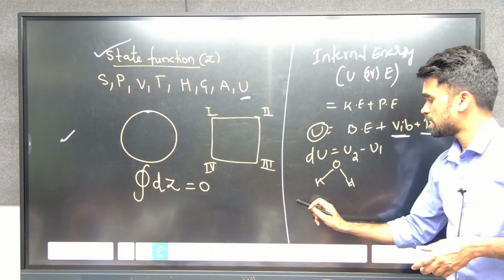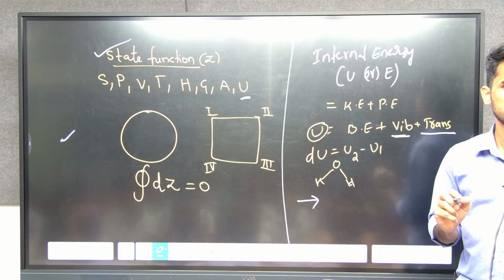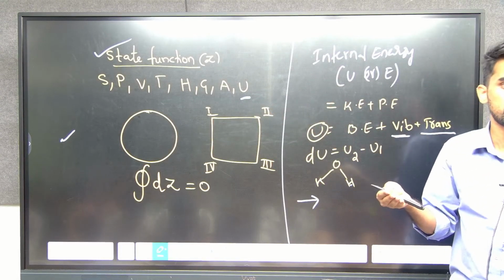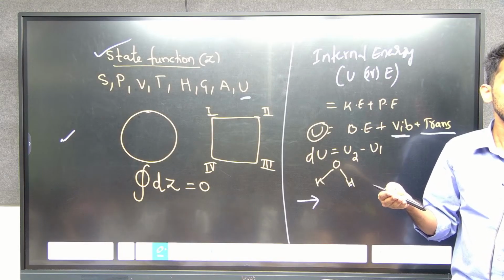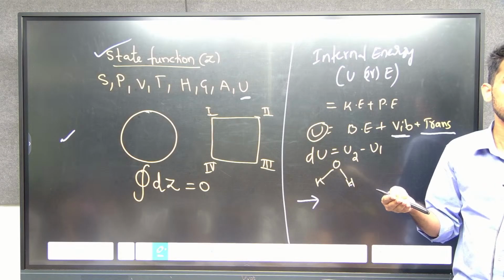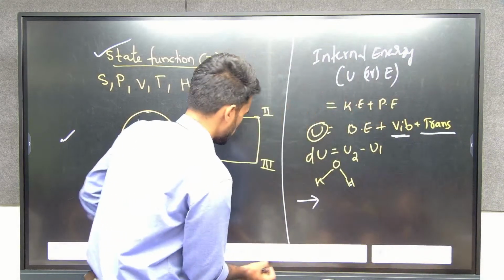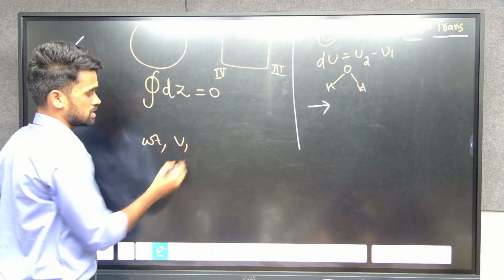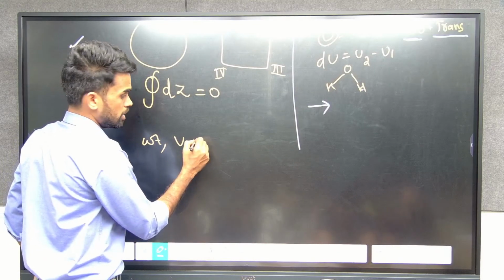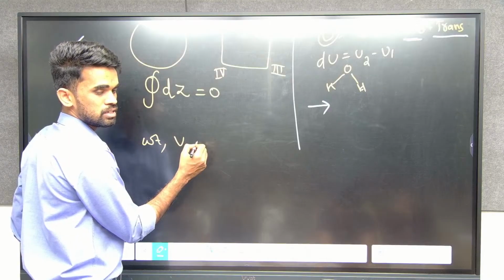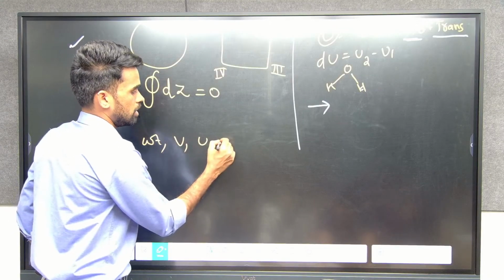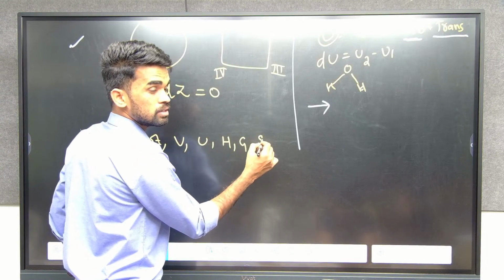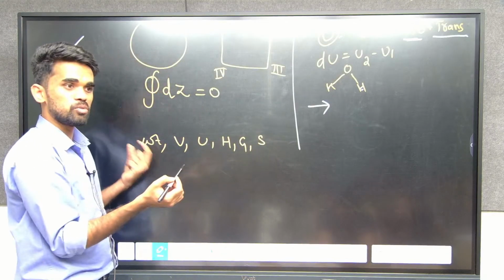Now tell me, is internal energy a state function or a path function? State function. Is internal energy an extensive property or an intensive property? Extensive property. See, what are the extensive properties once again? Amount of substance, mass, volume, number of moles, heat capacity, internal energy, enthalpy, Gibbs free energy, entropy. Number of moles is nothing but amount of substance.